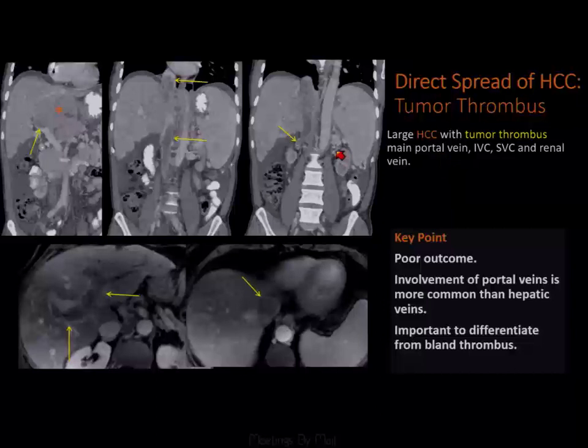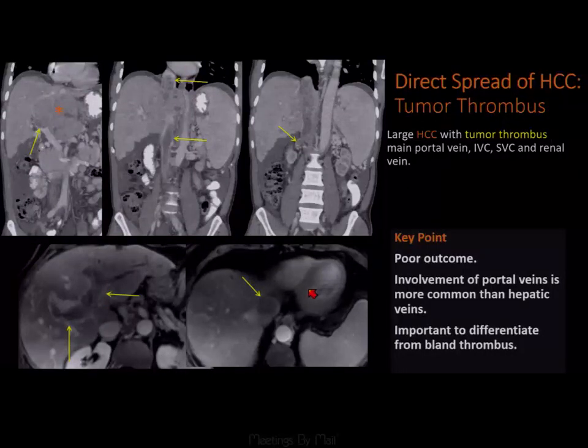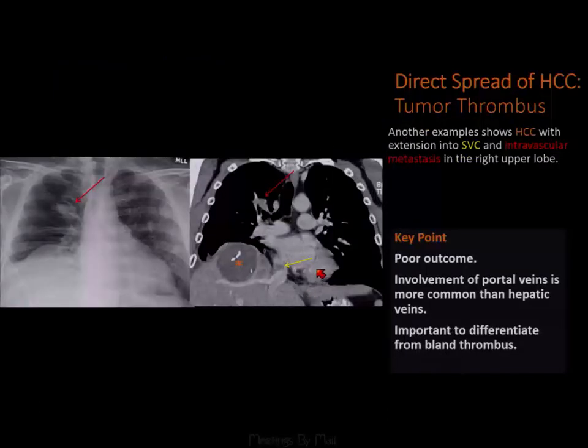Everybody's familiar with tumor thrombus. With HCC, they can extend into the portal vein, to the IVC. In this case, it's even going into the right renal vein. This is MR for the same patient. Usually poor prognosis. Similar to RCC, when there is tumor thrombus in the IVC, a piece of tumor can slough off and go to the chest and create this branching tubular pattern that has a very good correlate on CT.